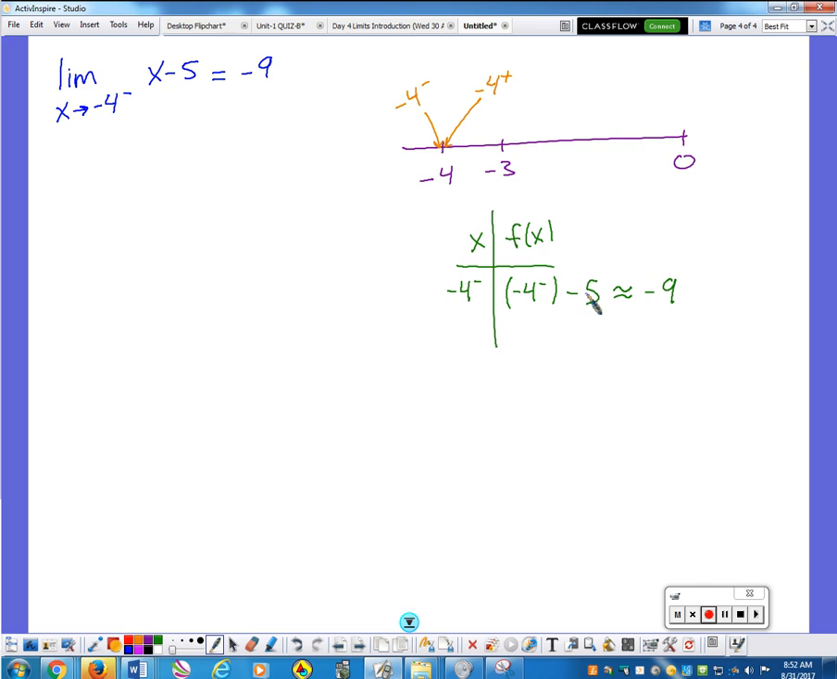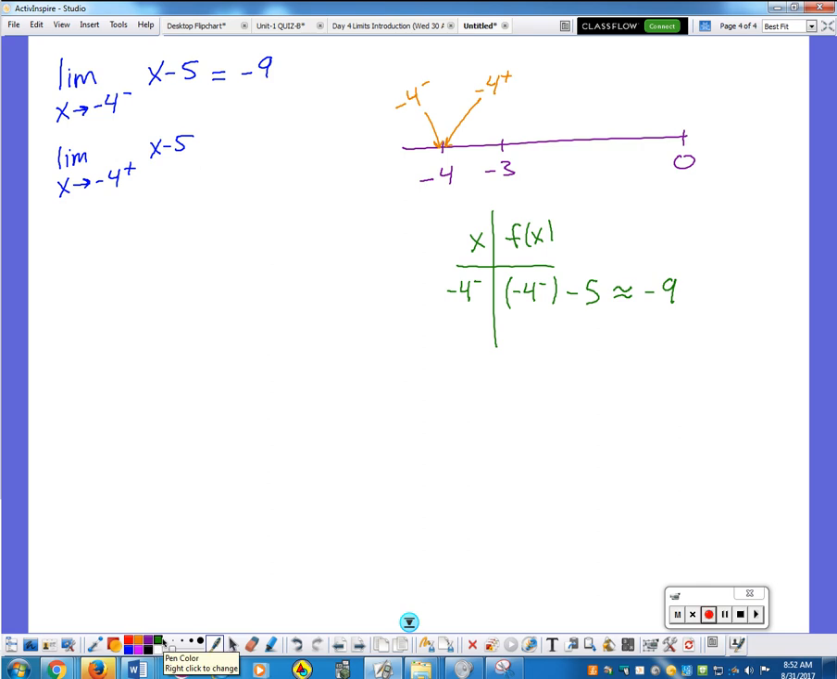Good question. What else? Okay, now, so that's the left-hand limit. We go find the right-hand limit now. So we say limit, as x is approaching -4 from the right of x minus 5. Mentally, we do the same thing again.